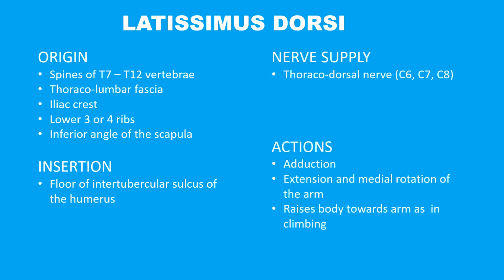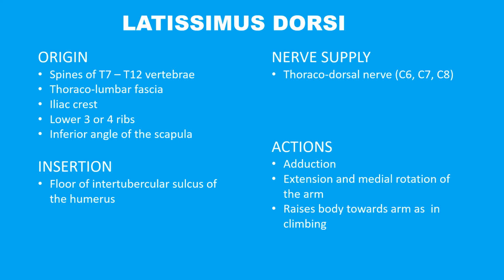Latissimus dorsi. Origin: spines of T7 to T12 vertebrae, thoracolumbar fascia, iliac crest, lower 3 or 4 ribs, inferior angle of the scapula. Insertion: floor of intertubercular sulcus of the humerus.